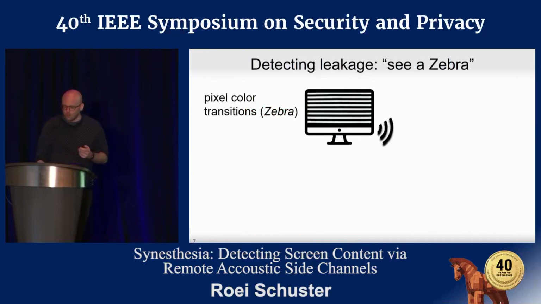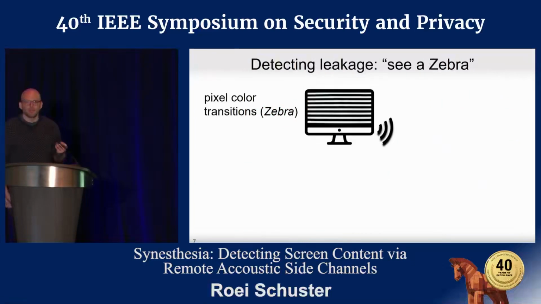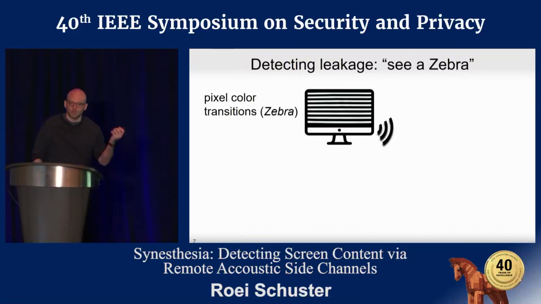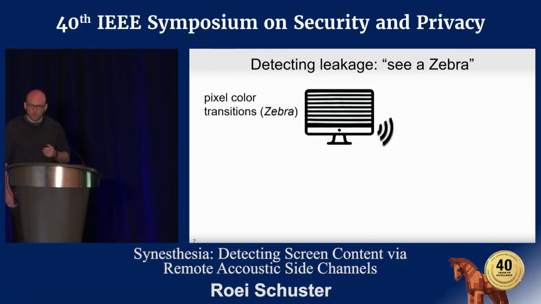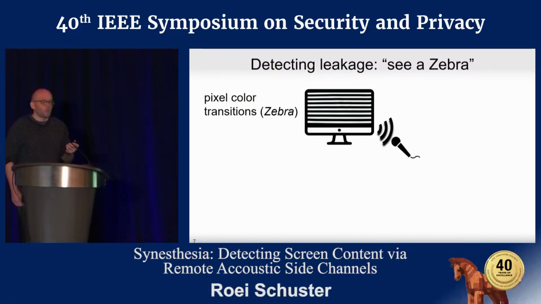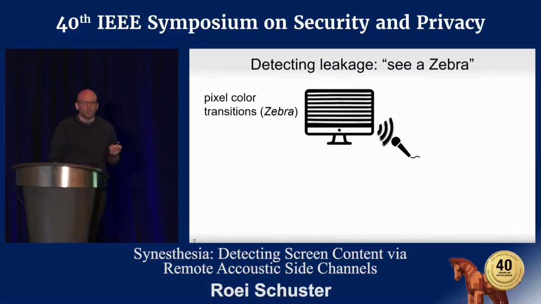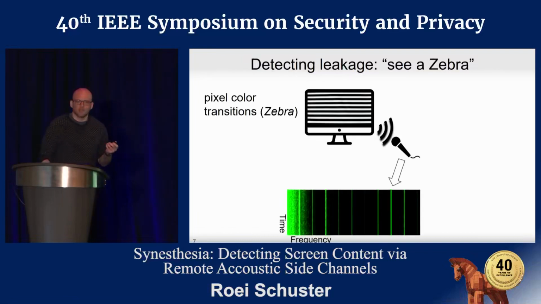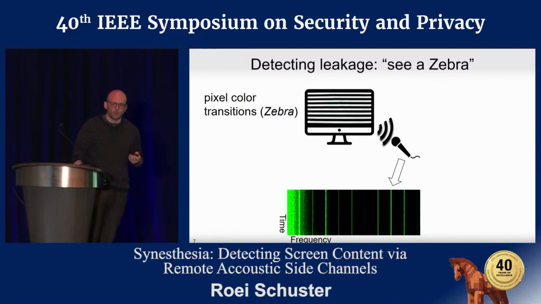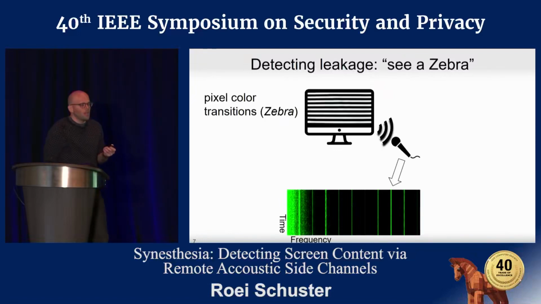So to find out if we do have this leakage of visual content onto audio signals, we drew a zebra on the display, and the zebra is just a series of black and white stripes. We recorded the zebra, and we visualized the signal using a spectrogram, which shows the frequencies in the signal through time. And in this spectrogram, there is a predominant frequency component at 4 kilohertz.